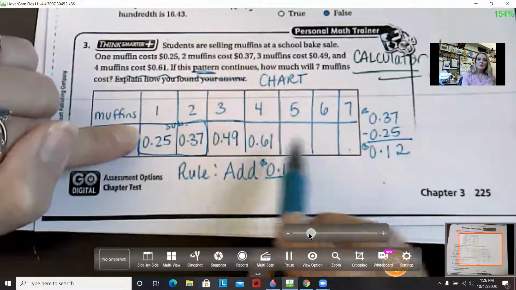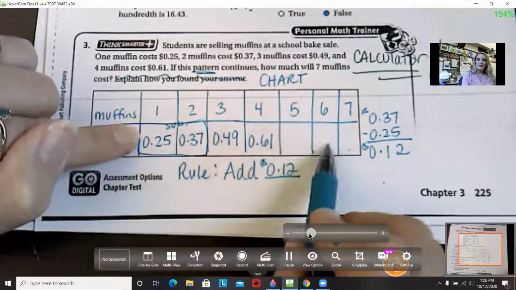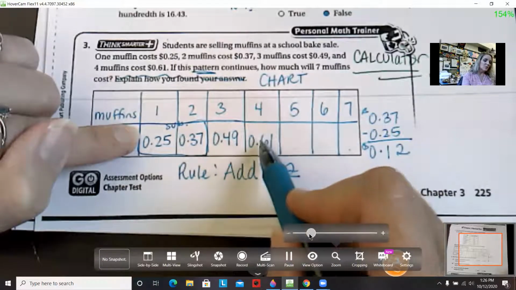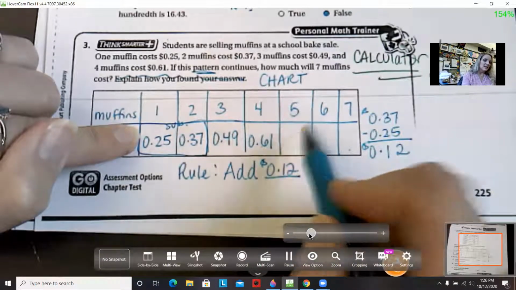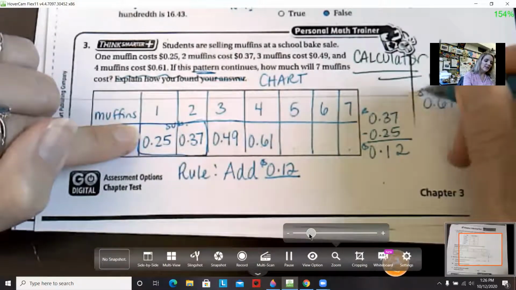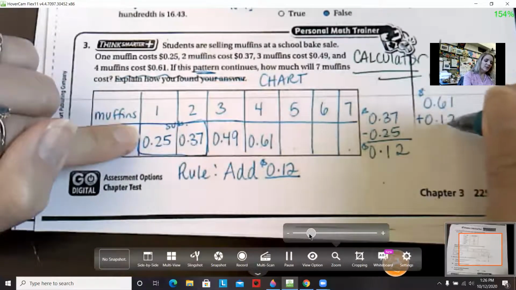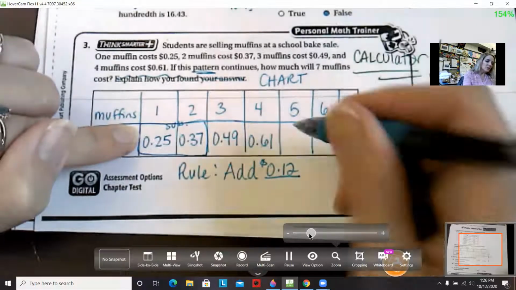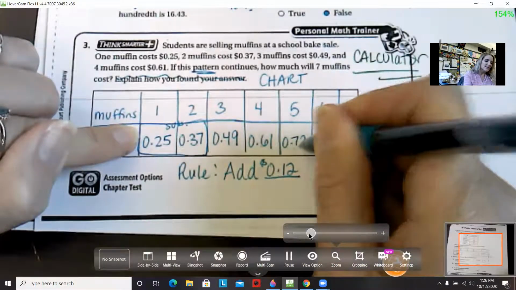And now I have to keep using 12 cents to find 5, 6, and 7. So let's go to 4, add 12 cents. So we have 61 cents here. So let's step off to the side and take 61 cents plus my row of 12 cents. Bring down that decimal. 1 plus 2 is 3, so 6 plus 1 is 7. So here we have 73 cents.